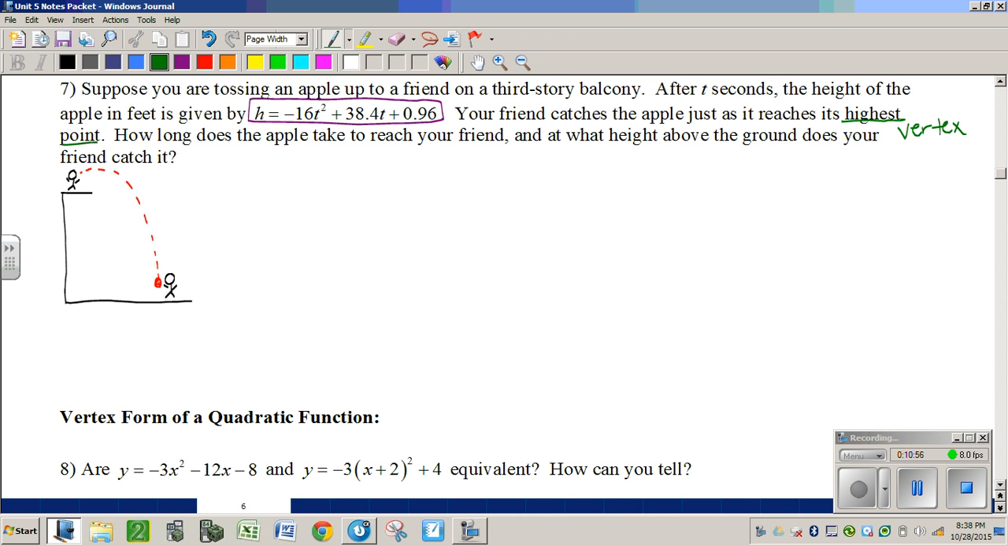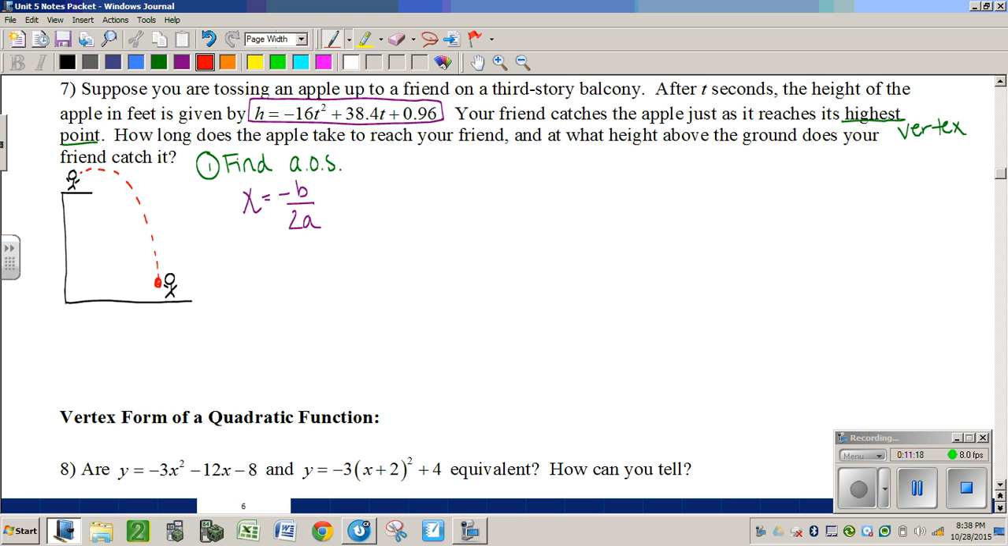Well, in order to find the vertex, the first thing we're going to do is find the axis of symmetry. And we have a nice formula for that. Alright, so on your mark, get set, go. Tell me the equation for the axis of symmetry. Awesome. X equals negative b over 2a.